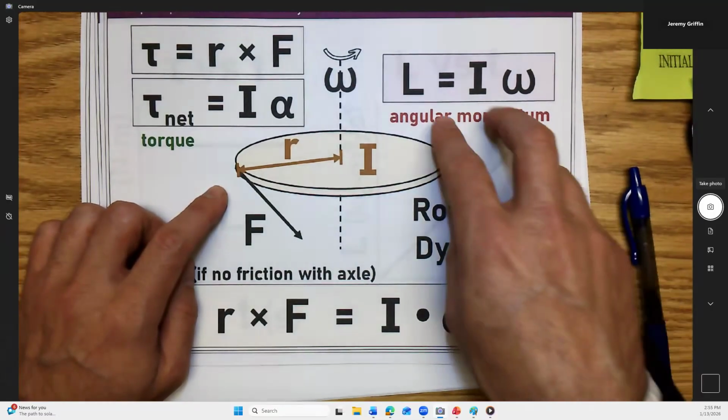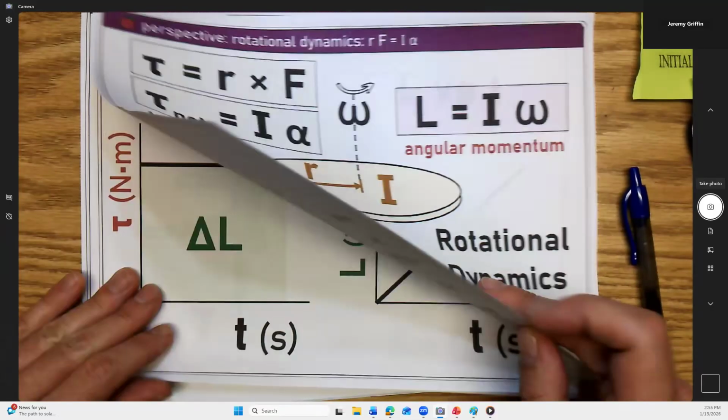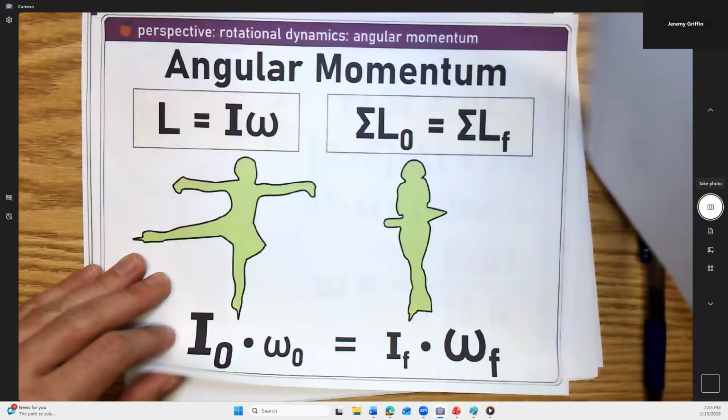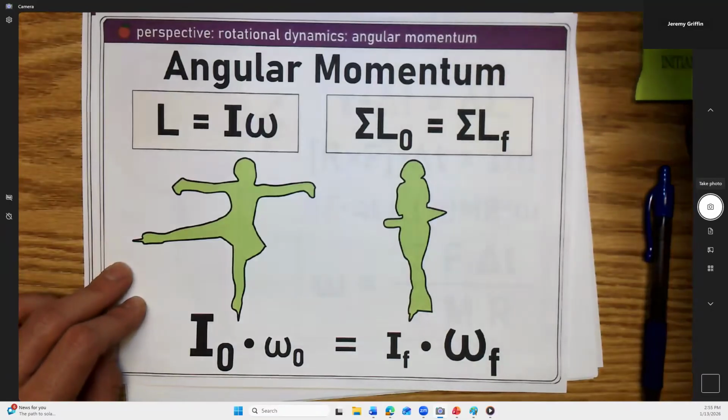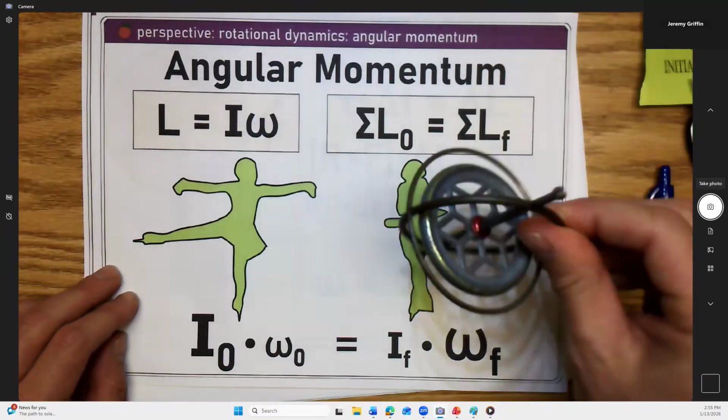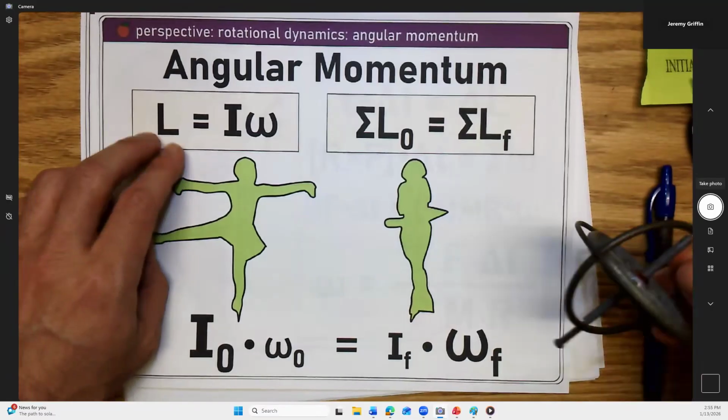Now, what you guys saw, maybe I should have shown you this first, right? With the top and whatnot. You guys remember that conservation of angular momentum, say with the gyroscope? And so what is angular momentum?